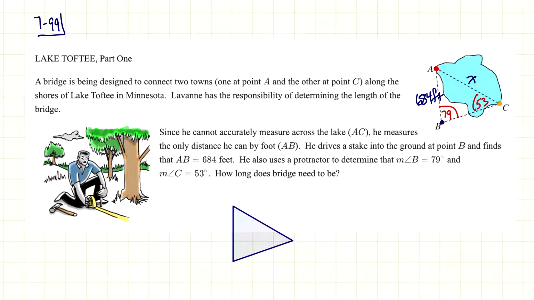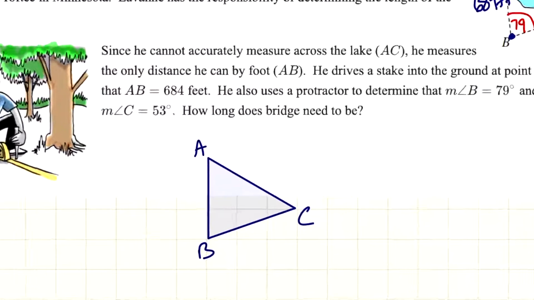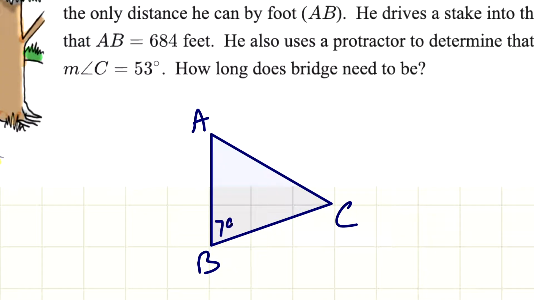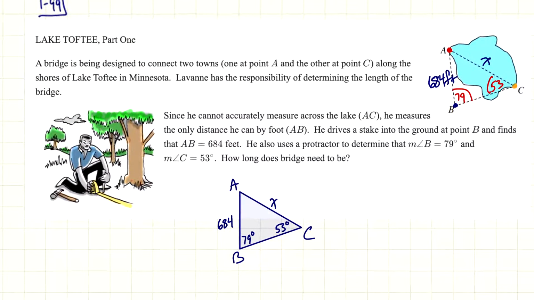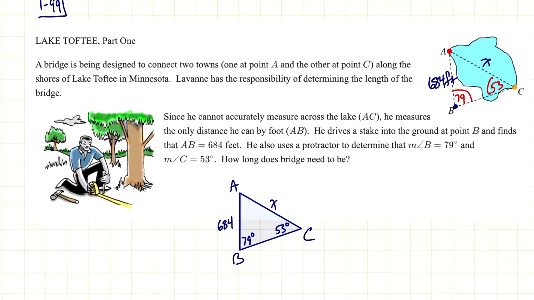I'm going to relabel this. And so we know this is A, B, C. And I'm going to zoom into this for a second. So this is 79 degrees. This was 53 degrees. And this is 684 feet. And we're trying to figure out this one. All right, so your task is to figure out what X is.